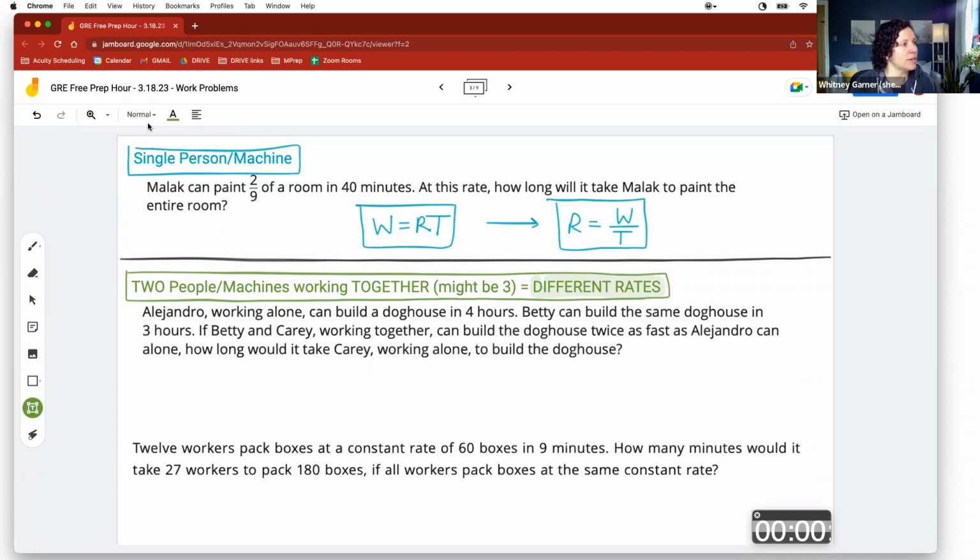What we need to know in this case is that when people work together, well, what do y'all think? What do I do with rates when people work together? So if I can build 3 birdhouses per hour and Malik can build 4 birdhouses per hour, so my rate is 3 per hour, Malik's rate is 4 per hour. If we're working together, how many birdhouses do we make per hour? And type it to me.